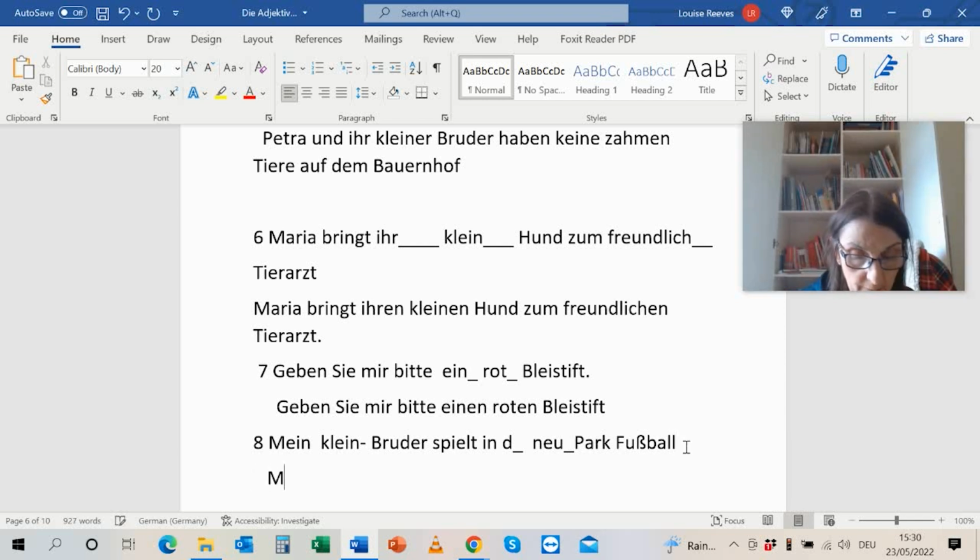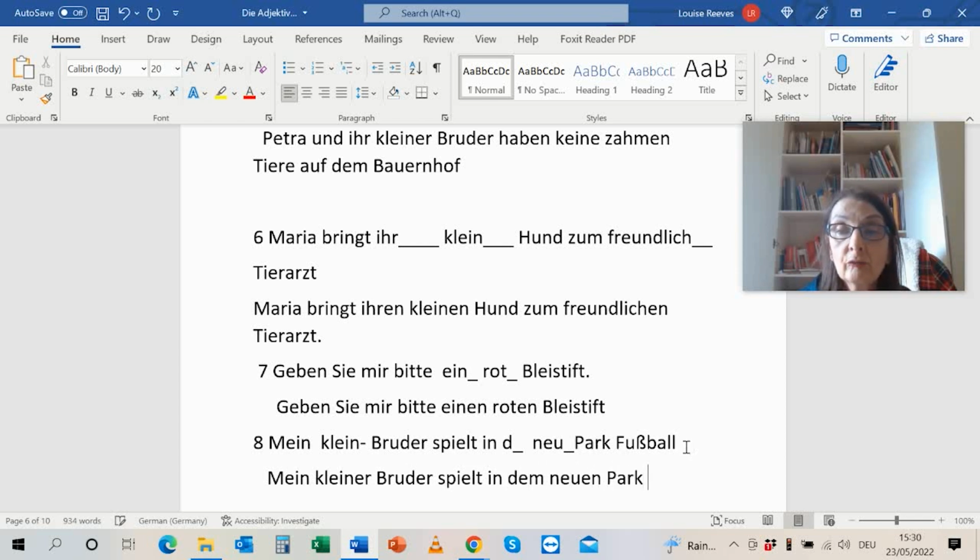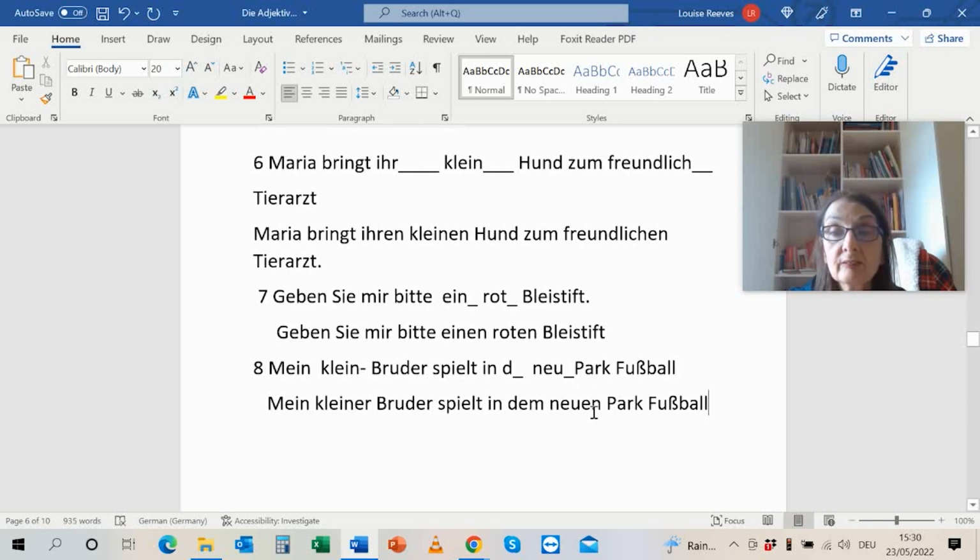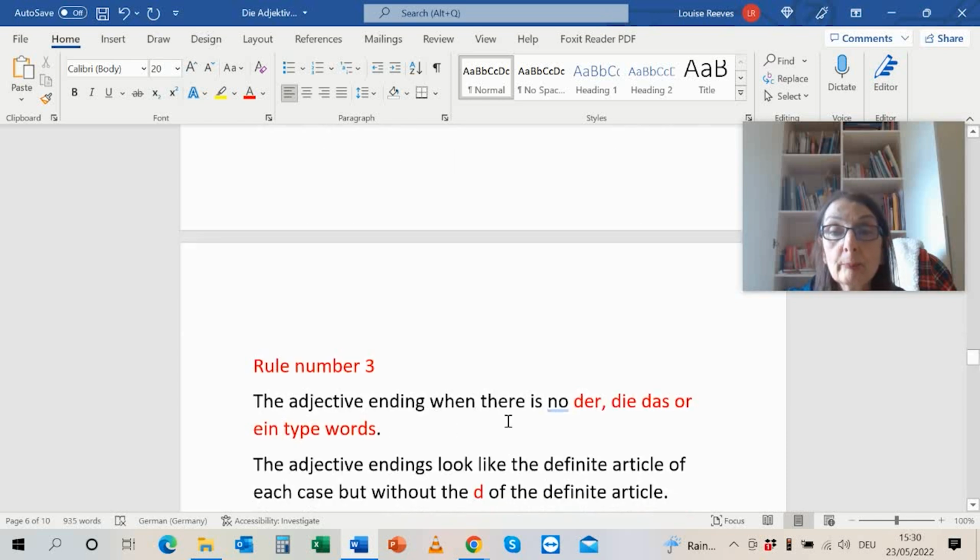So mine, this is the nominative case. And the nominative masculine takes er. Mein kleiner Bruder spielt in dem neuen Park Fußball. There you have en because it's dative. Er because it's nominative.